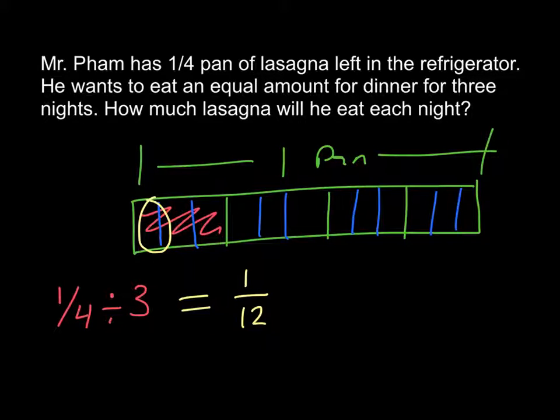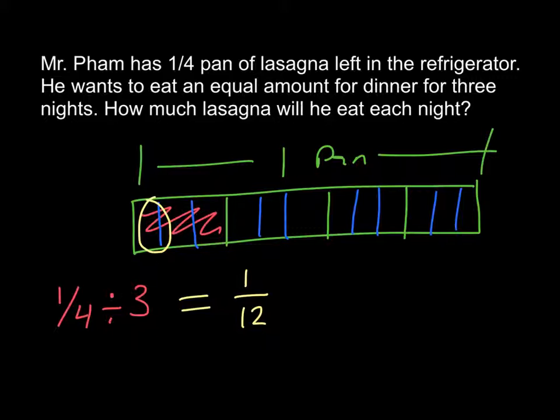When I started to solve this problem, I drew my 1 pan of lasagna that I started with, and then I highlighted in red the 1/4 that I have left. From there, I divided each quarter into thirds. And so I have 3 that are highlighted, suggesting 3 nights. And then I have 1 per night. So that's 1 piece, and there are 12 pieces in all, which is 1/12 of the lasagna.